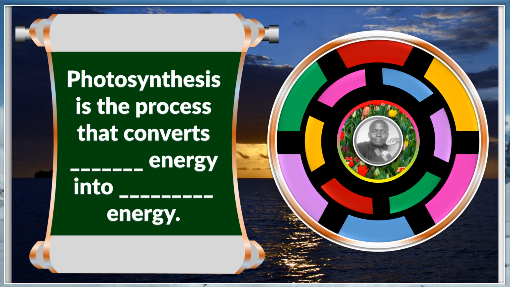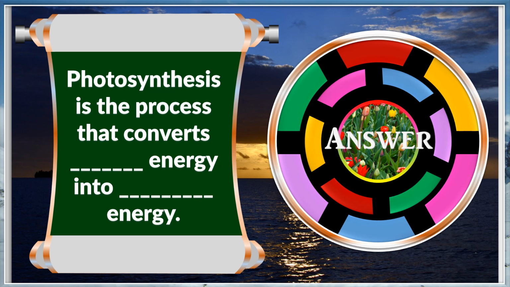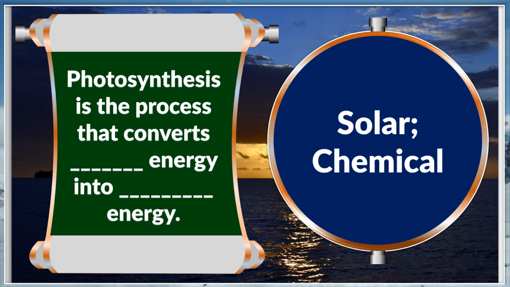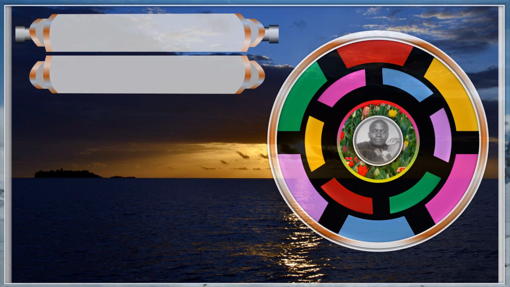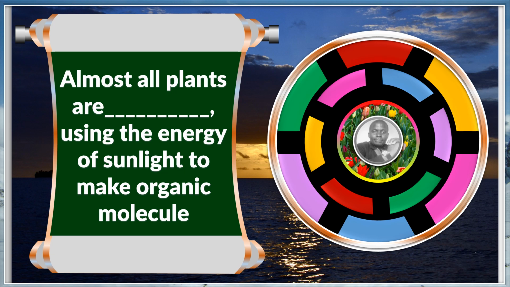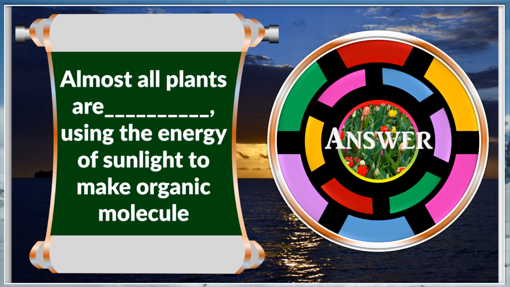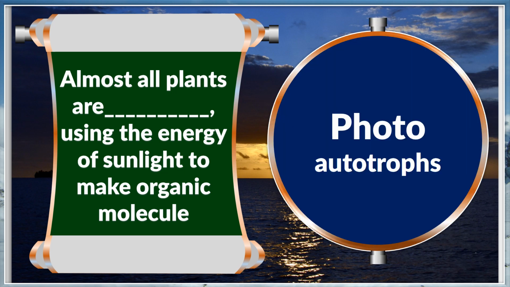Photosynthesis is the process that converts dash energy into dash energy. Solar energy into chemical energy. Almost all plants are dash, using the energy of sunlight to make organic molecules. Photoautotrophs.